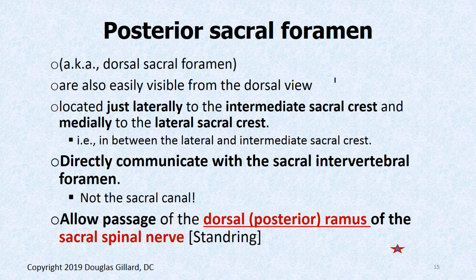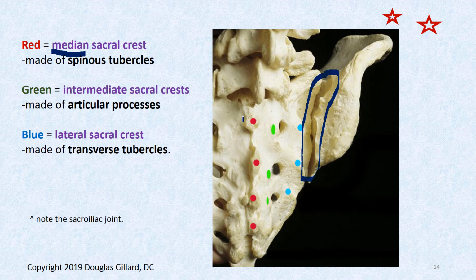Posterior sacral foramen, very easy to see. They're located lateral to the intermediate sacral crest and medial to the lateral sacral crest. Right? Those are like the boards and my questions, you need to know where things are positioned. So yeah, basically there they are.